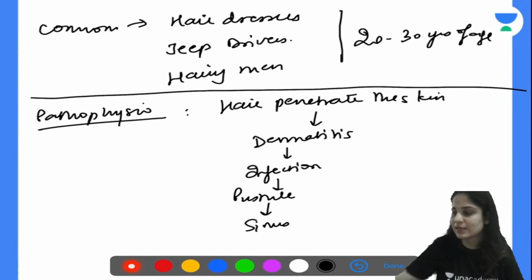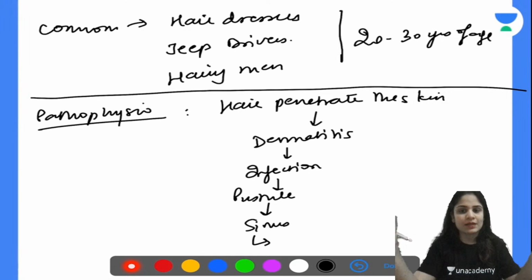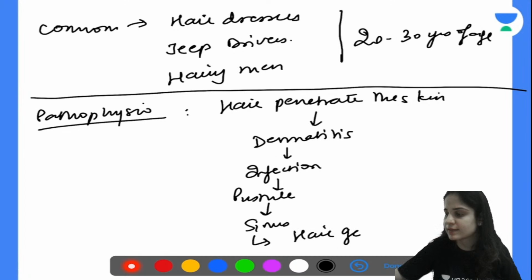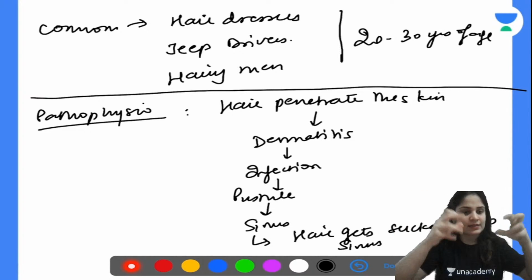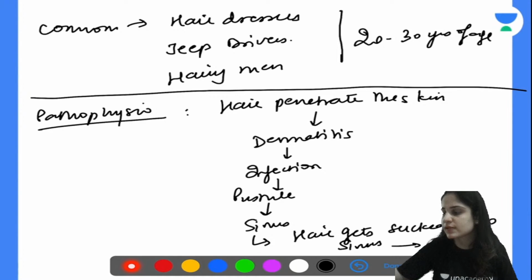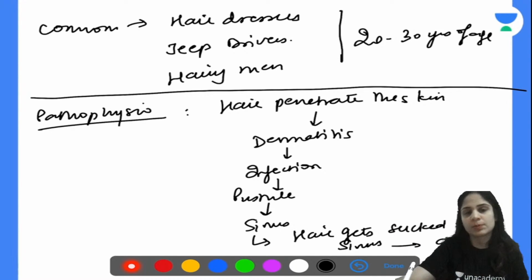Now once the sinus gets formed, what happens next? Once there is a tract, because of the negative pressure in this area, the other hair will automatically get sucked into the sinus. And as the sinus keeps sucking in more and more hair by negative pressure, there will be more irritation, more pus formation, and more sinuses, and these sinuses are called secondary sinuses. So this is the exact pathophysiology of your pilonidal sinus.